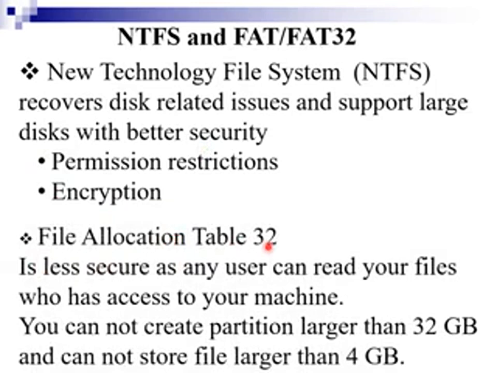With File Allocation Table and File Allocation Table 32, this is less secure, as any user can read your files as long as the person has access to your machine. And another bad thing about this one is you cannot create a partition larger than 32 gigabytes, and it cannot store a file larger than 4 gigs. So these are the two file systems that are available in the computer.